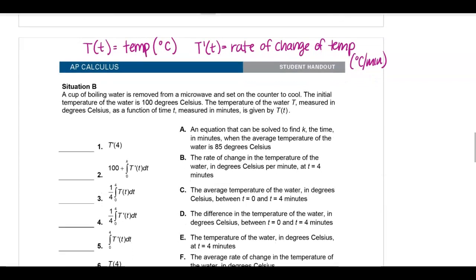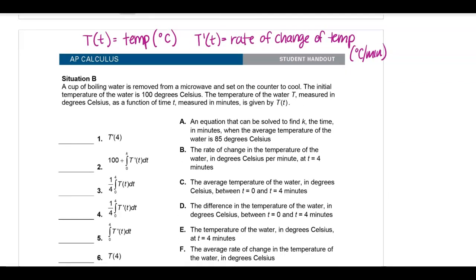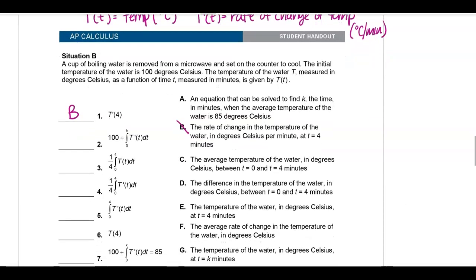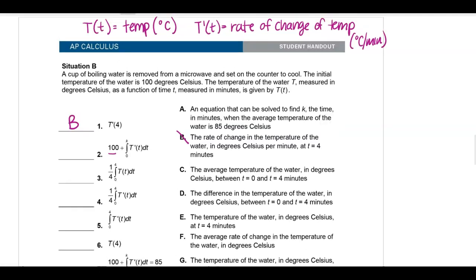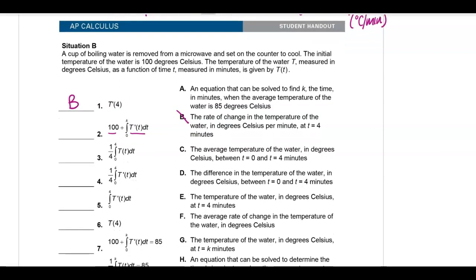Okay, so then looking at our matching, T prime of 4, that's going to be the rate of change of the temperature at 4. Perfect. B. Number 2, looks like we're accumulating something because we're starting at 100, we're adding 0 to K. So if we integrate the rate of change, it looks like this is going to be the temperature at K. You see that? Yeah, we do. It's G.